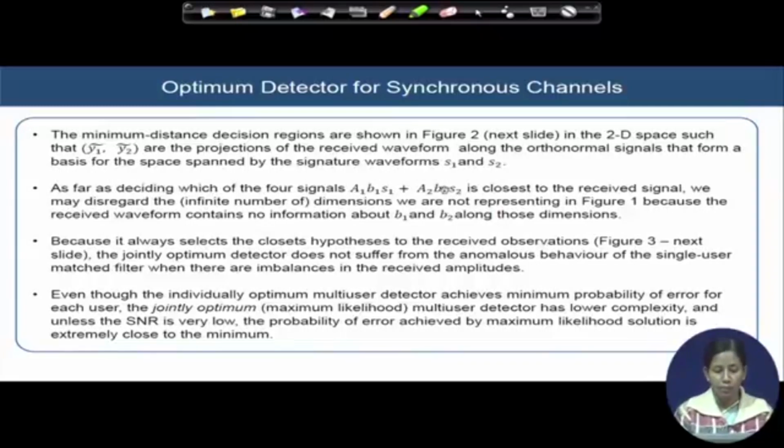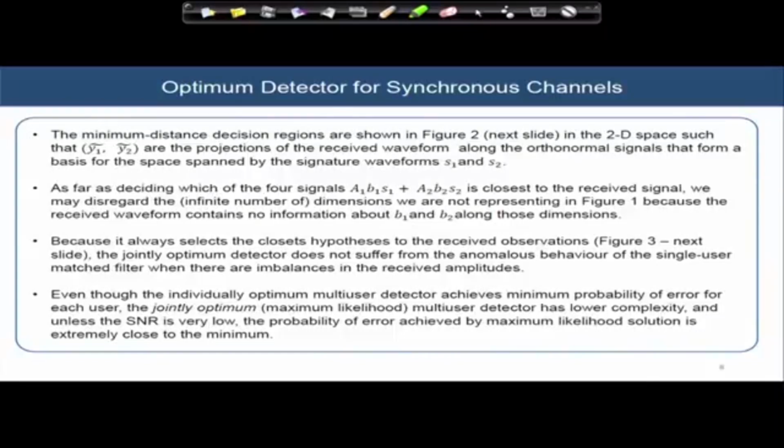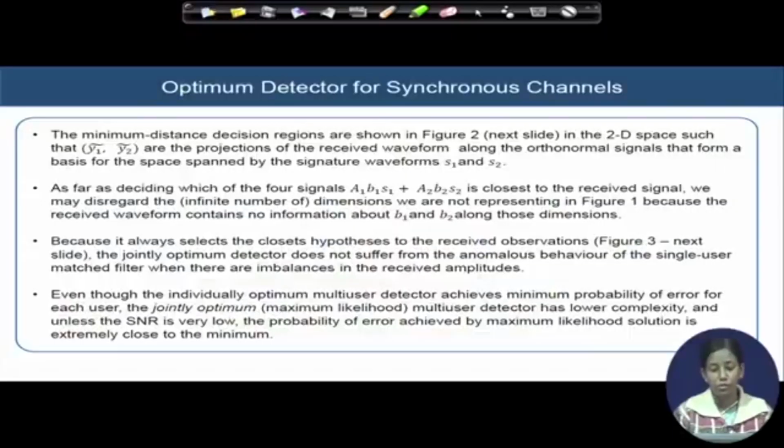the received signal. We can disregard all the infinite number of directions over which the contribution to the decision on B1 and B2 is almost nil. I mean, B1 and B2 do not have any information in those directions. So in the 2D space we have not included all those infinite dimensions, and only the related dimensions are included in that figure. And remember, it always selects the closest hypothesis. That is the idea in the received observation.